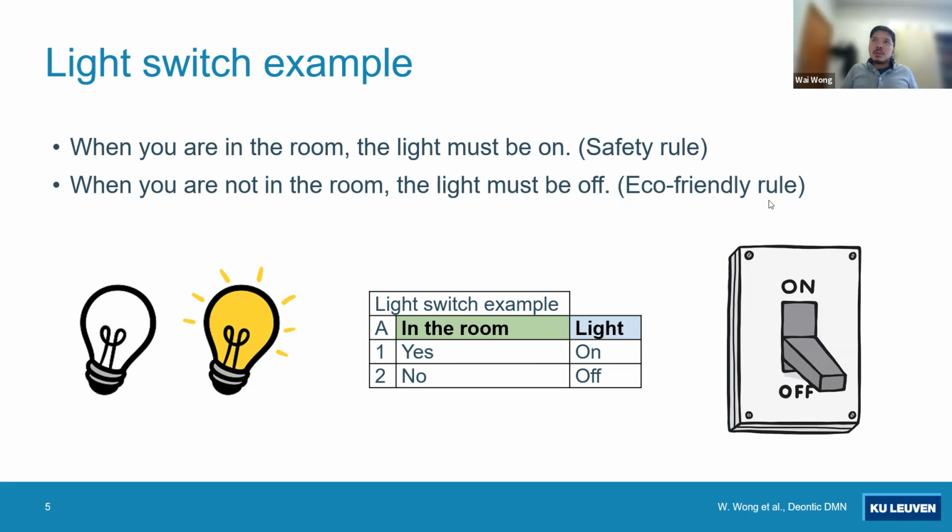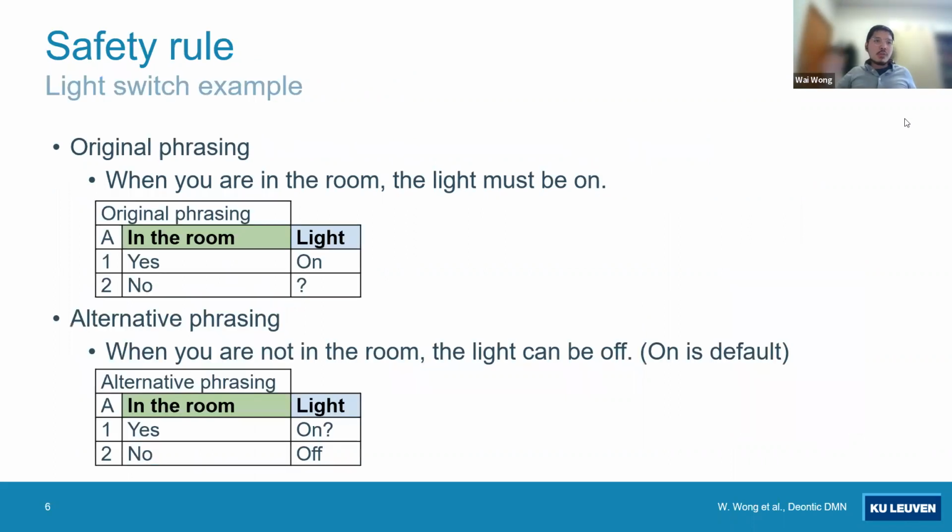And then if we only have either one of them, what will happen to the DMN table? Okay, let's have a look. So first of all, let's go with the safety rule. The original phrasing of the safety rule is when you are in the room, the light must be on. So you may think, I'll check in the room. Oh yes, you're in the room, the light must be on. But if you're not in the room, actually, it can go either way because it doesn't specify whether the light should be on or not. So it's a question mark here.